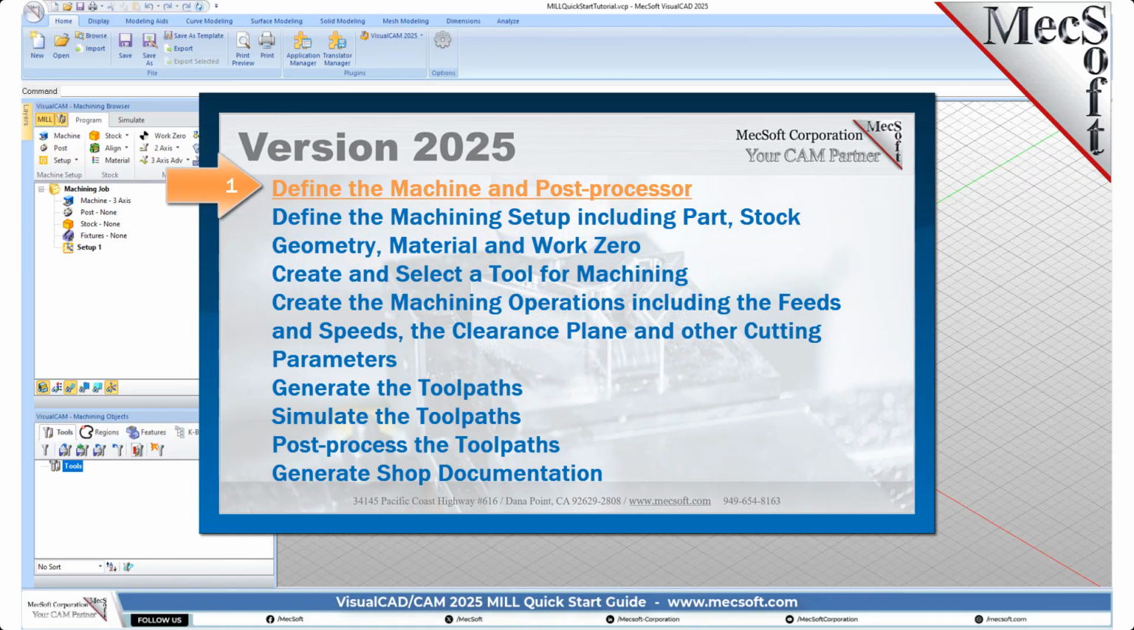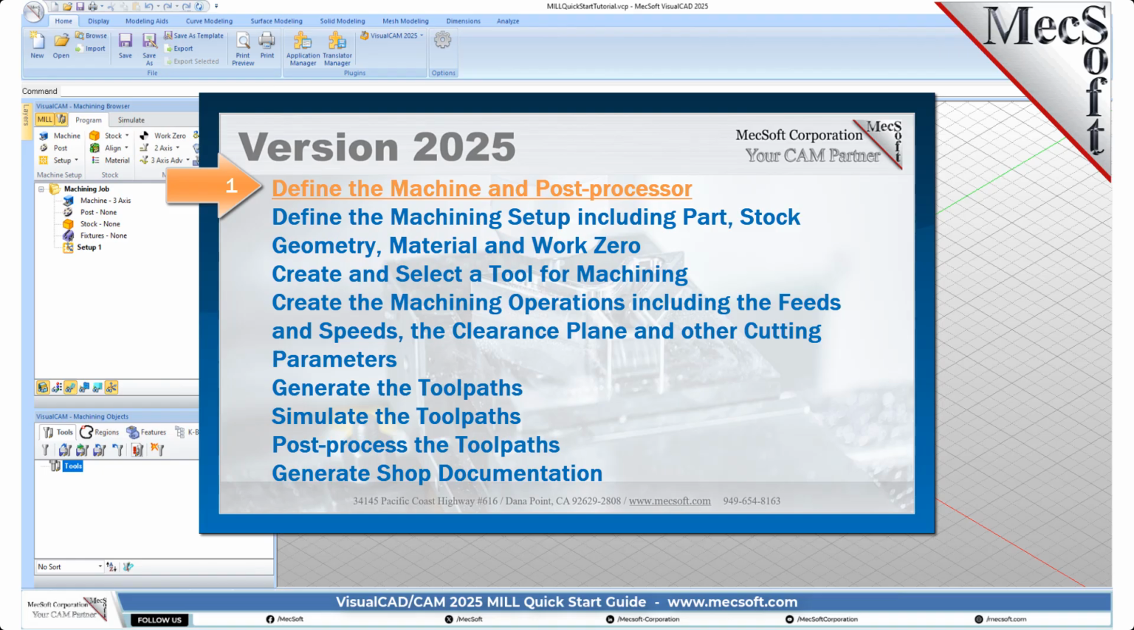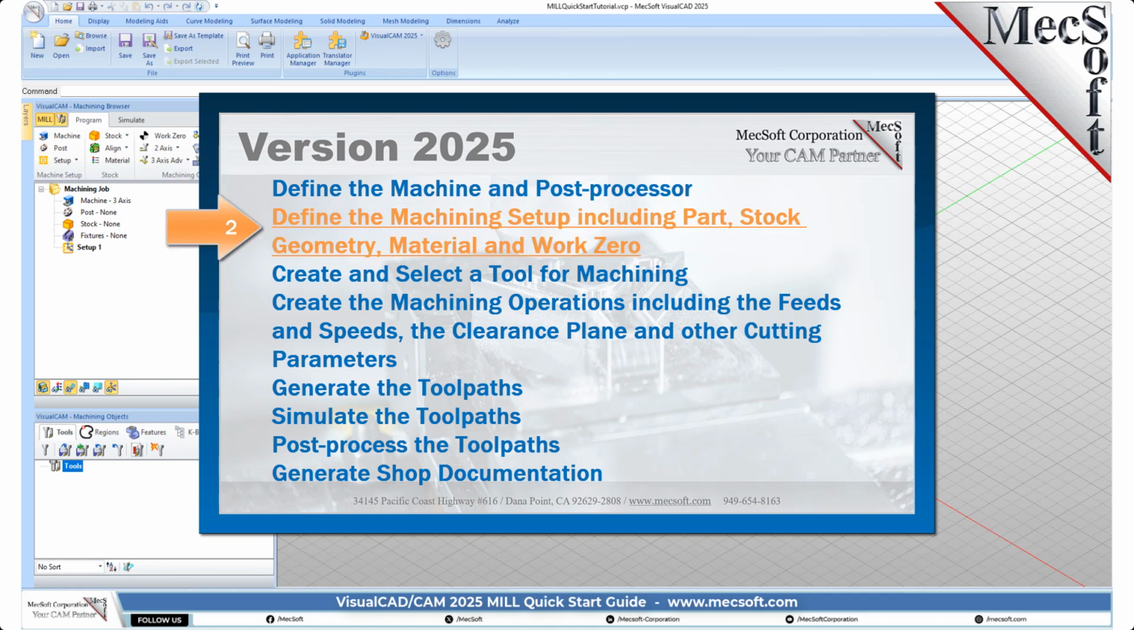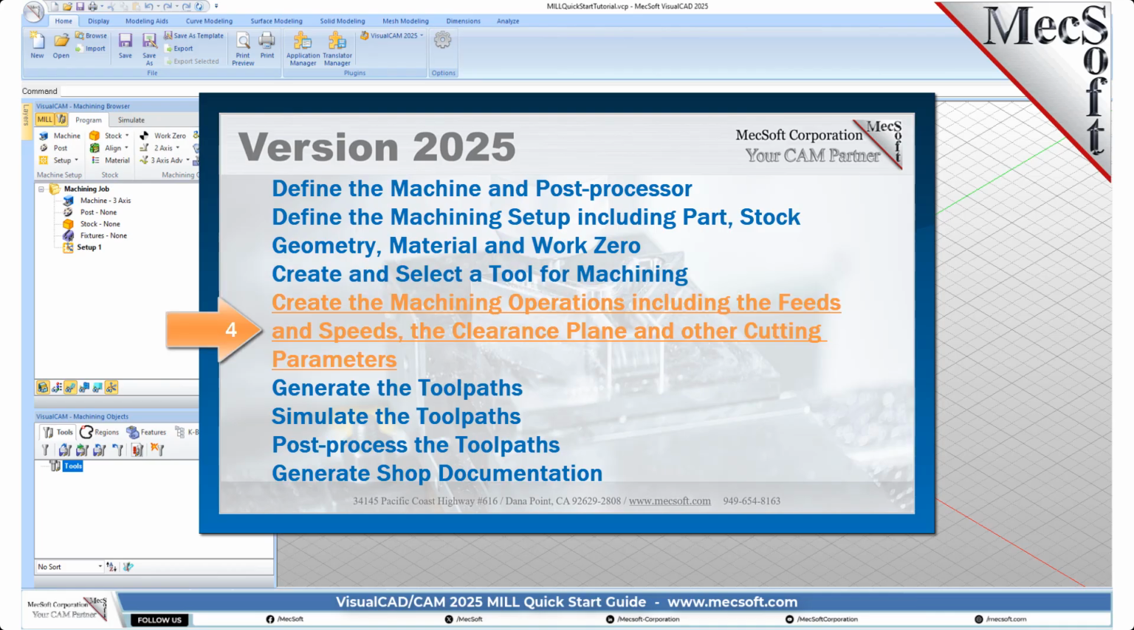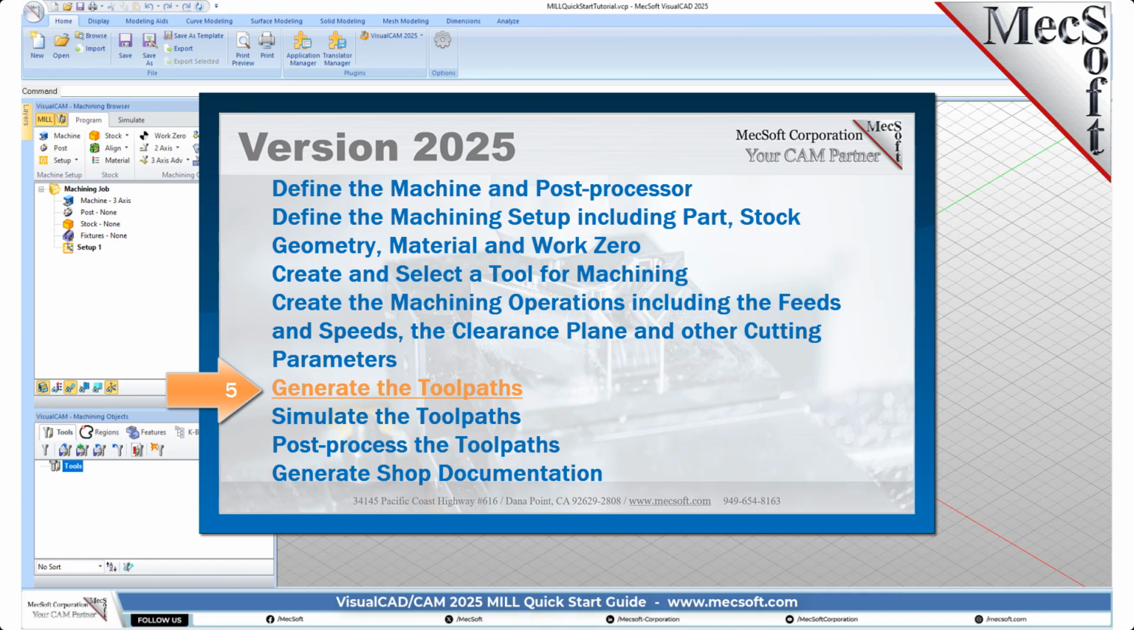We will perform the following basic steps in machining this model. First, we will define the machine and the post-processor to use. Then, we'll define the machine setup, including the stock geometry, material, and work zero. Then, we'll create and select a tool to use for machining. We'll create the machining operations, including the feeds, speeds, the clearance planes, and other cutting parameters. Then, we'll generate the toolpaths, simulate the toolpaths, post-process the toolpaths, and then generate shop documentation.